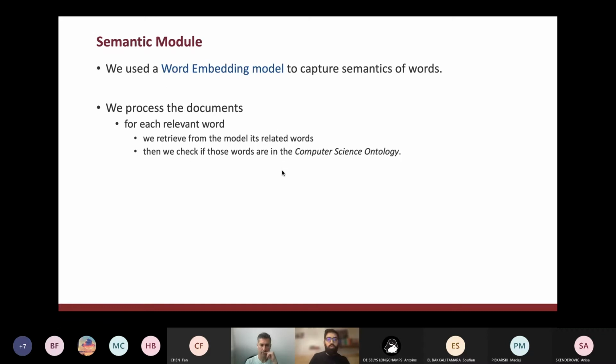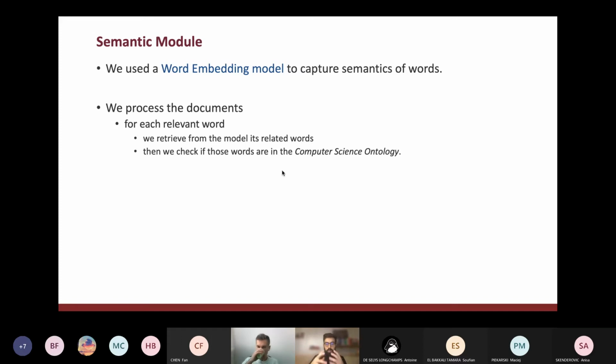How does the semantic module work instead? The semantic module captures the semantics of words, so it doesn't work on a syntactic level anymore. We go one level above, it works on a semantic layer. Again, we process the document, and then for each relevant word, we go into this word embedding model. I'm not sure you know exactly what a word embedding model is. I'm going to explain it very briefly, just to give you an understanding of what it does.